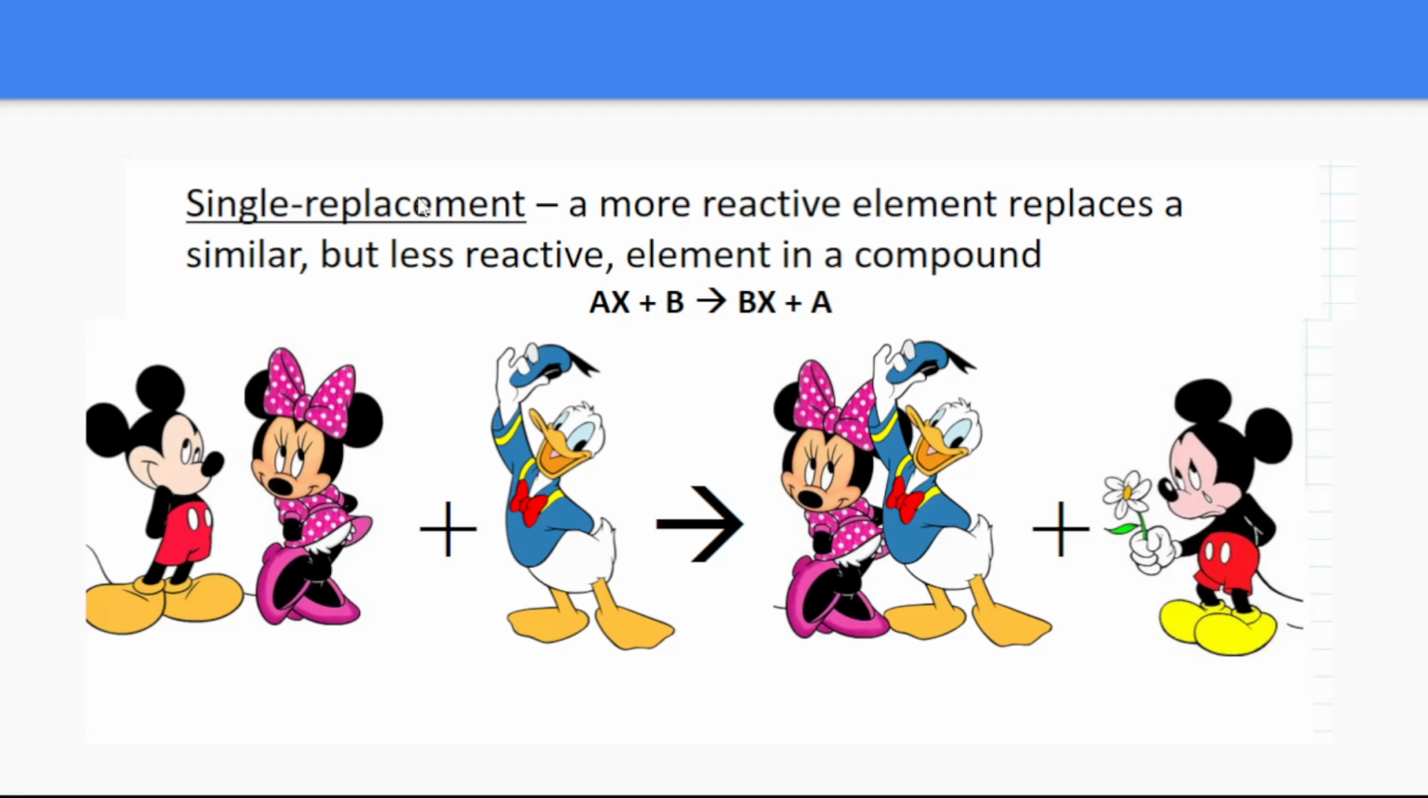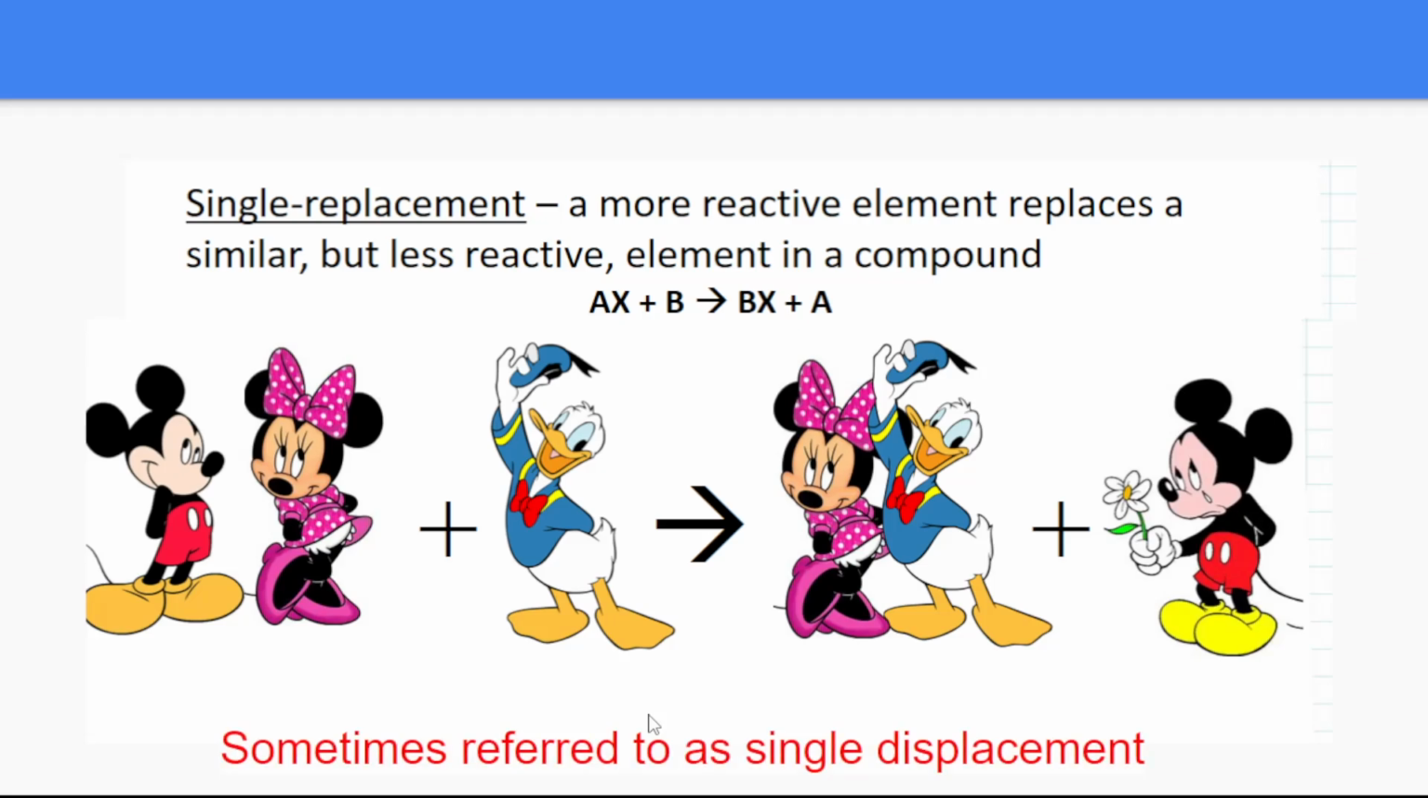It's single replacement. Only one of these is being replaced. Only one of them. It's got to be the similar. So metals will replace metals, non-metals will replace non-metals. Now sometimes this is called single displacement.